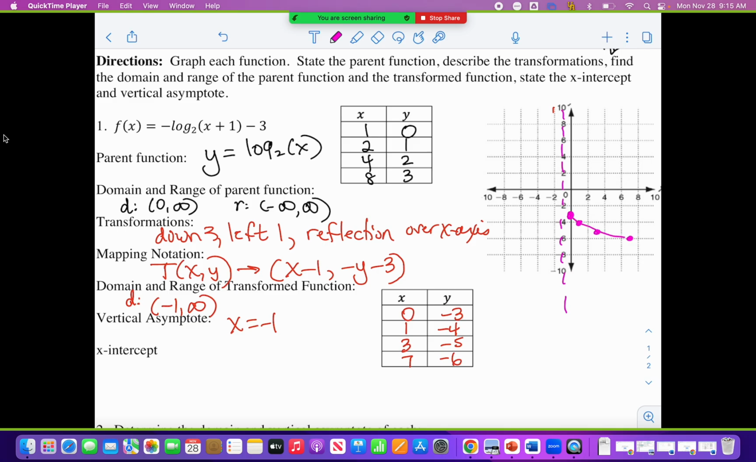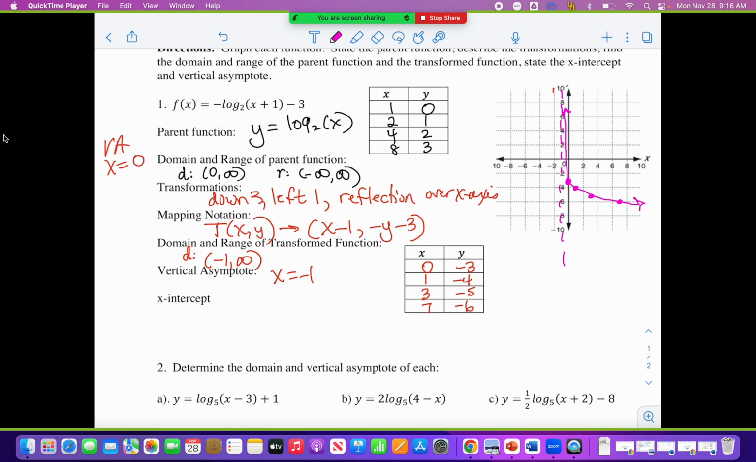So do you notice it has been reflected over the x-axis? Now it doesn't stop there. It does continue up. And then now we got to find the x-intercept. Isn't the x-intercept where the y is 0? So let's go figure that out.